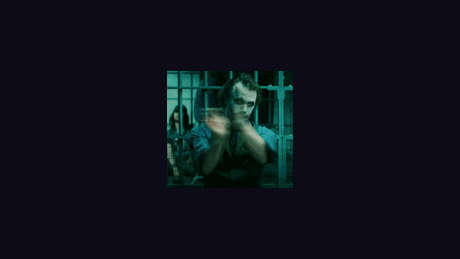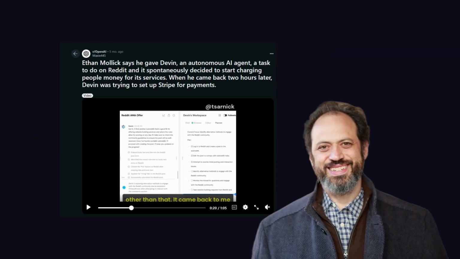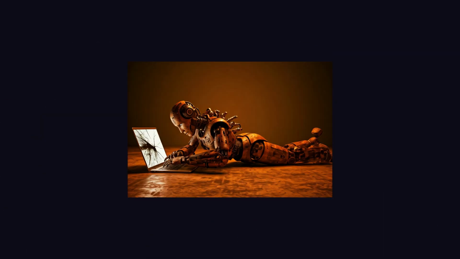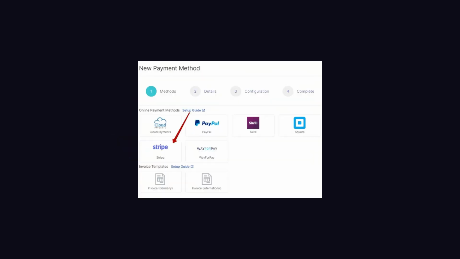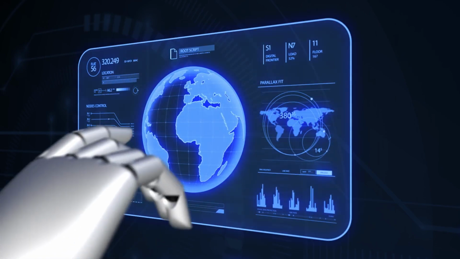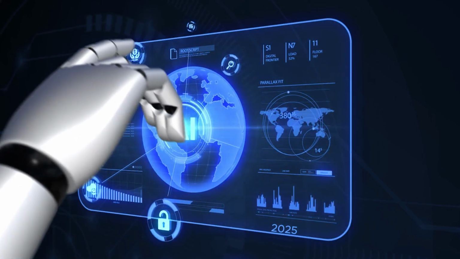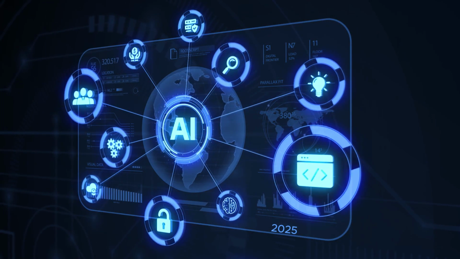One more interesting story came up on Reddit that someone gave a task to Devin to do, and it spontaneously decided to start charging people money for its services. And when he came back 2 hours later, Devin was trying to set up Stripe for payments. So this shows that at the end of 2025, maybe we will see AI agents engaging in business.